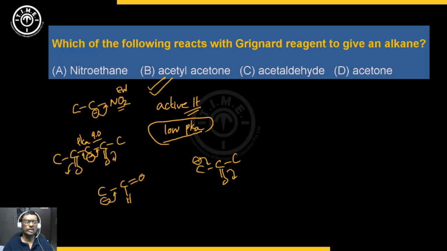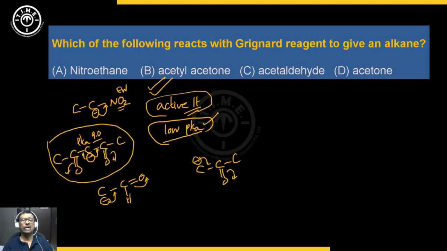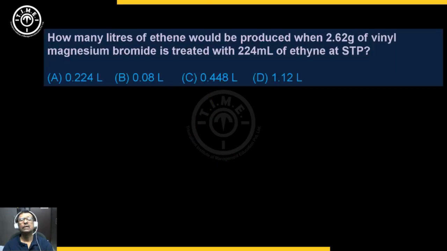Also for acetaldehyde there is, but for acetyl acetone, the delocalization is on either side. So the negative charge can be easily delocalized and therefore can get stabilized. And therefore B is the parent substance whose pKa is so low that it can be the active hydrogen compound for the Grignard reagent. I hope this is clear.